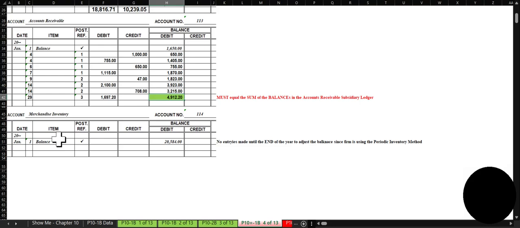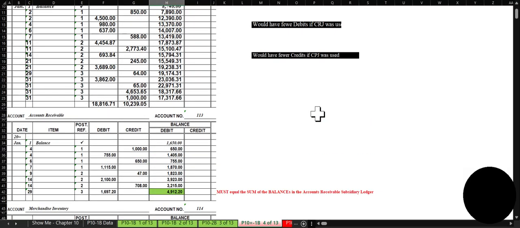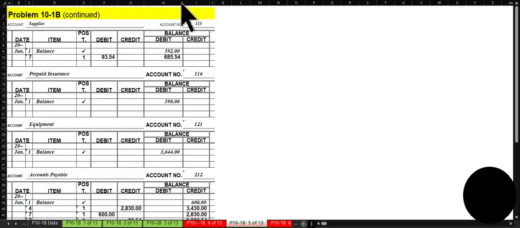Then we would have recorded the merchandise inventory. Notice at this point there is nothing recorded in the inventory account except the beginning balance, because we're using the periodic. And so until we get to the end of the period, this account will show that we simply have 20,000 plus dollars worth of inventory, which of course is most likely inaccurate.